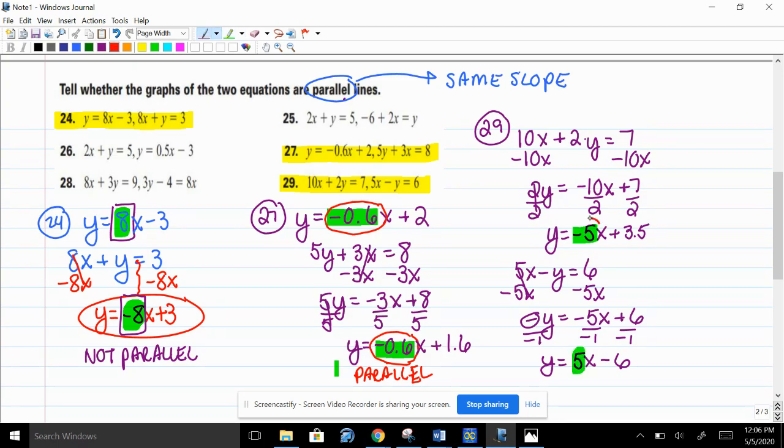Okay, so I got one slope being -5, one slope being +5. Those are not the same, so these are not parallel. I'm betting, guys, and obviously I can't tell because we're not in the same room together, I'm betting you are just looking at the numbers that are attached to the x. That's true only if the equation is written in slope-intercept form. So just be careful.